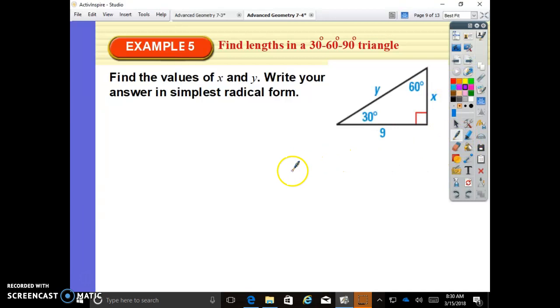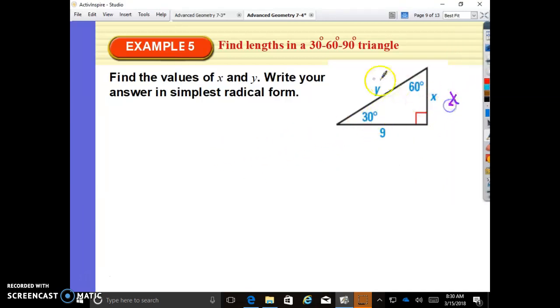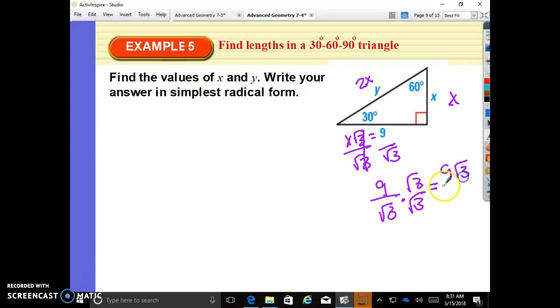Find the values of x and y. X, 2x, x rad 3. If x rad 3 equals 9, divide by rad 3 on both sides. 9 over rad 3. Cannot have a radical in the denominator. Rationalize. 9 rad 3 over 3 reduces to 3 rad 3. So x is 3 rad 3. 2x, 3 rad 3 times 2. 3 times 2 is 6. So 6 rad 3. Check: 3 rad 3 times rad 3. Rad 3 times rad 3 is 3, and 3 times 3 is the 9 we started with. So x is 3 rad 3. Y is 6 rad 3.